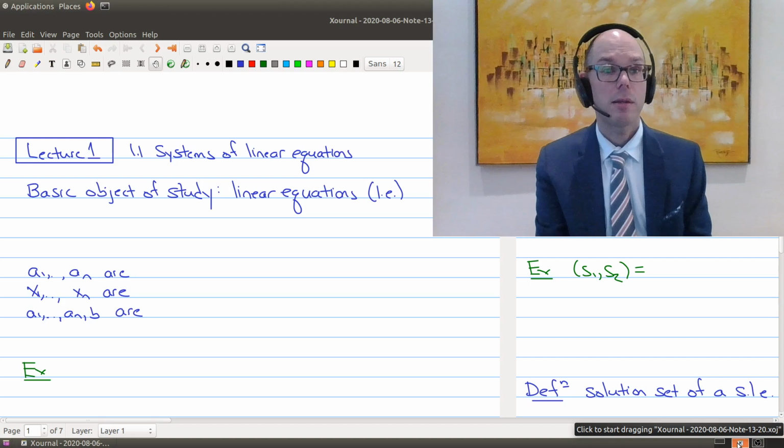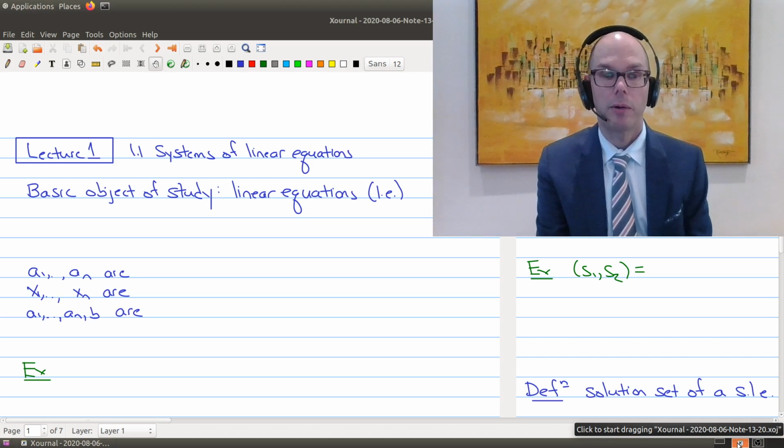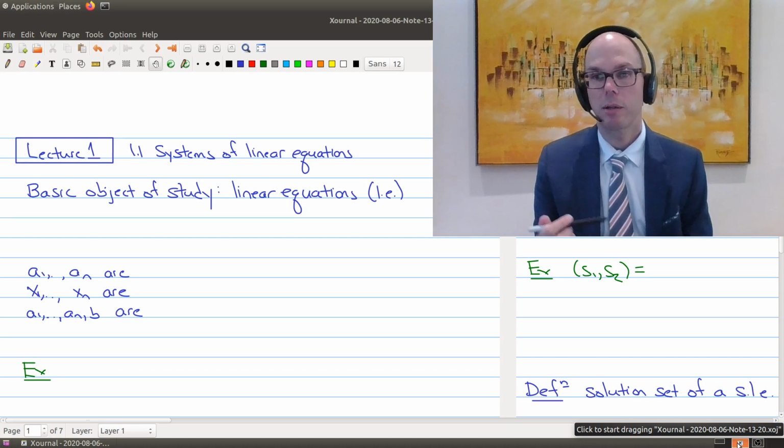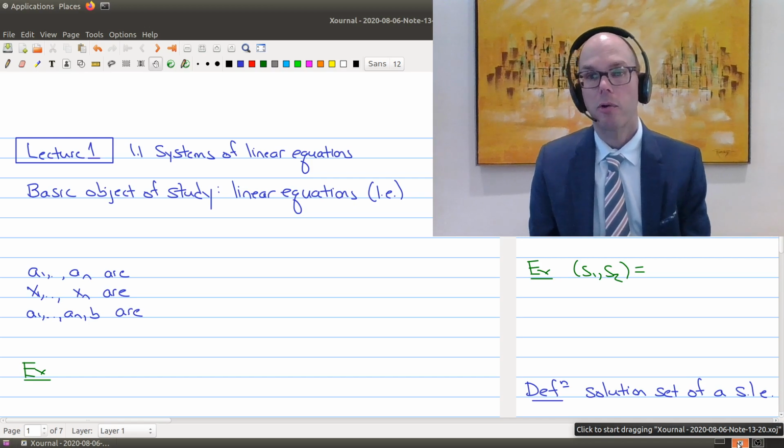And in this course, we're going to be talking about the basic objects of linear algebra. We'll be talking about linear equations, solving systems of linear equations. We'll be looking at matrices, and then some of the properties of matrices. Then we'll be looking at what vector spaces are. And at the end of this course, we're going to be looking at eigenvalues and eigenvectors.